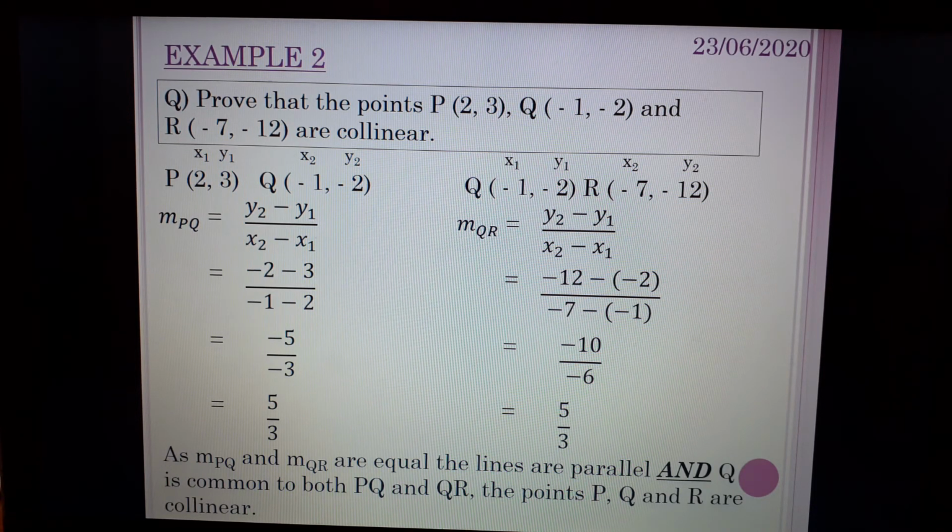So we have to say that the gradients are equal, which means the lines are parallel. Then we have to say that Q is common to both of the lines, PQ and QR, and that's what means P, Q and R are collinear. If you miss out the word parallel, miss out the fact that Q is common to both, you will not get the mark for this. A common mistake that people make is just saying the gradients are equal, the points are collinear. They miss all of the bit in the middle. So you've got to be very, very careful to put that in to get the full mark for it.